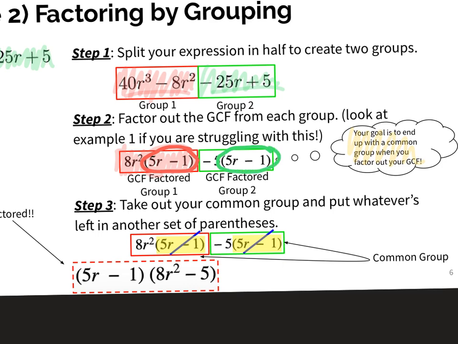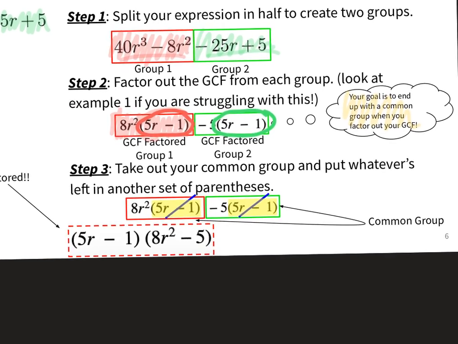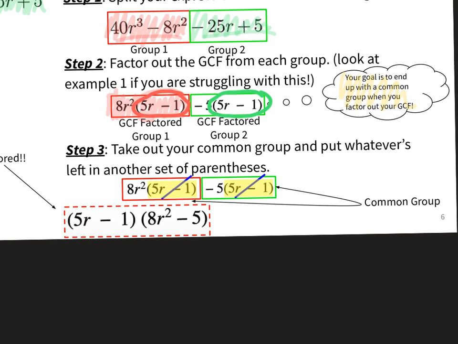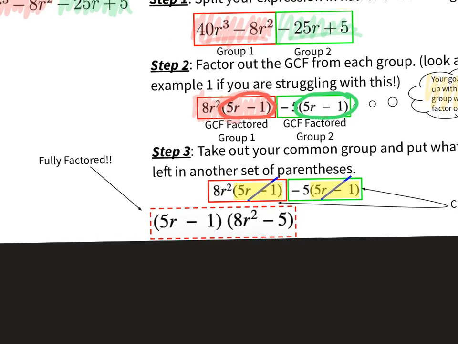And so when I have that common group, I can actually go ahead and do my factoring by grouping. So I'm going to take out my common group, which is 5r minus 1. I'm going to place it in one set of parentheses right over here. So let me just do that in yellow. This is my common group. And everything that's left from my original expression, so this is the negative 5, and this is the 8r squared, I'm going to place in a second group of parentheses. And then this is going to be my fully factored expression.